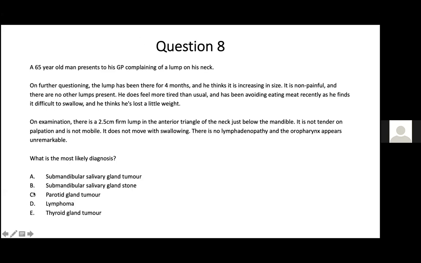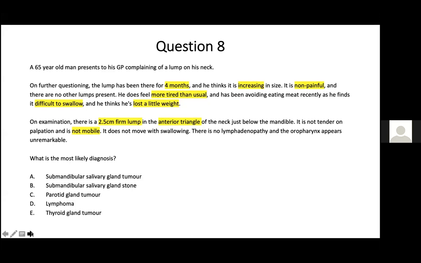So let's dissect the situation again. What do we have? We have got a guy with a lump in his neck. It's been there for a while. It's not painful. However, he does have a few red flags, doesn't he? He's feeling tired. He's got dysphagia. He's admitting to a bit of weight loss.